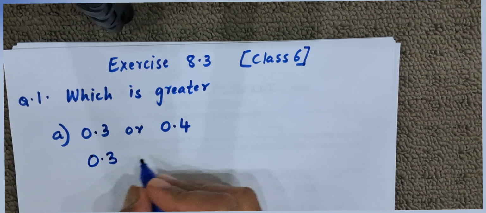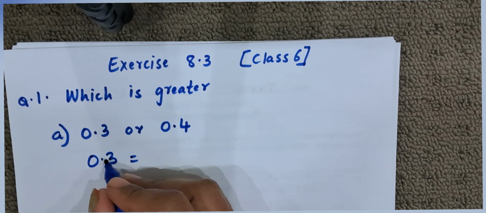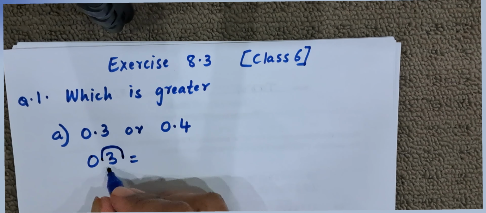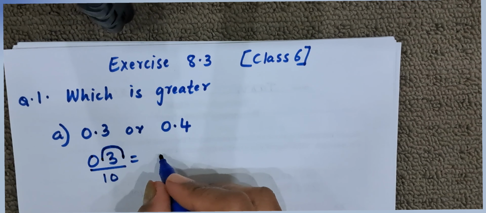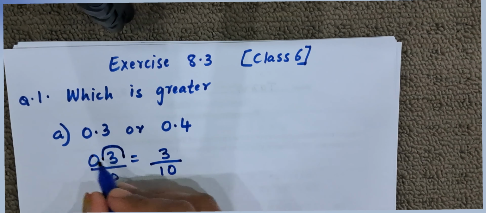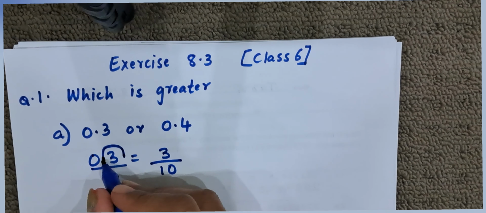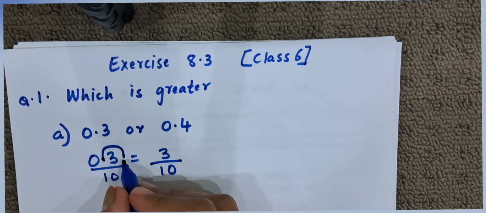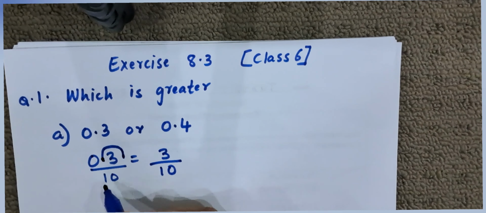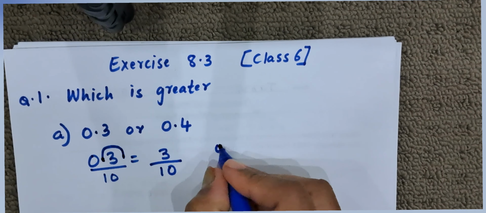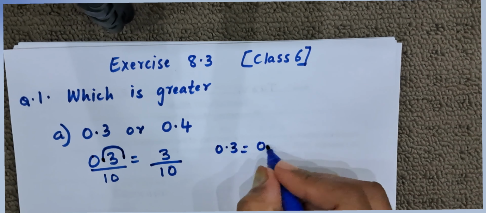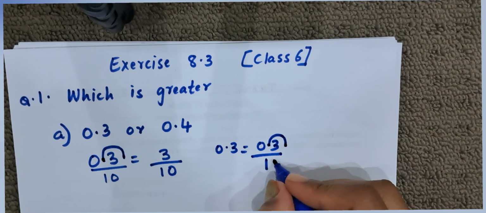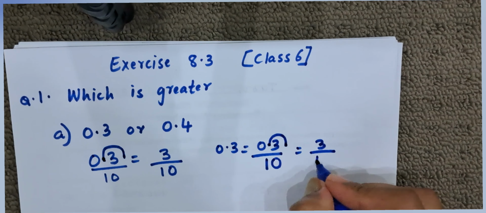Now 0.3. To convert 0.3 into a fraction, we will shift the point to the right hand side. When you shift the point to the right hand side, it becomes divided by 10. So it becomes 3 divided by 10. See, before number 3 there is 1 point, and you are shifting the point to the right hand side 1 time, so you have to divide the number by 10. Here 0.3 means 0.3 divided by 1. Now when you shift this to the right hand side, you have to add a 0. That means it becomes 3 by 10.